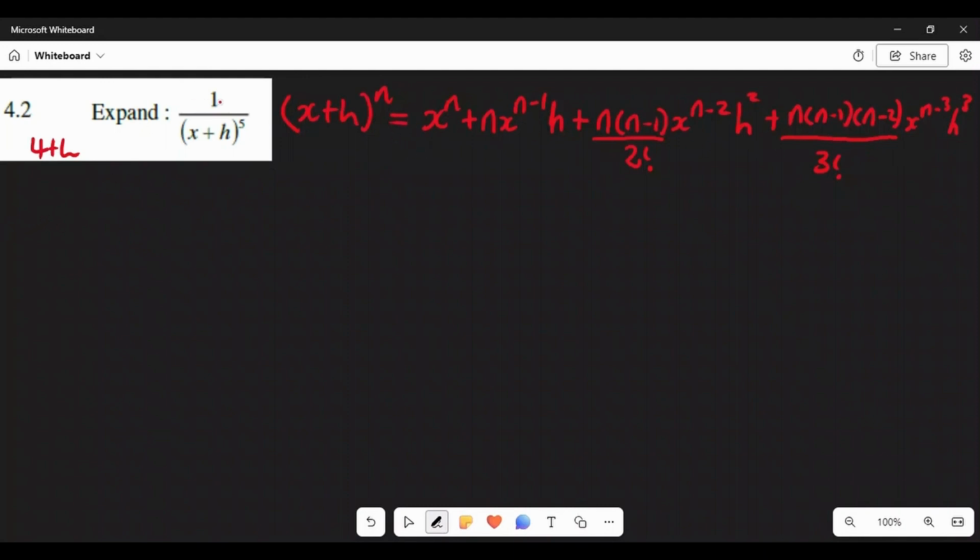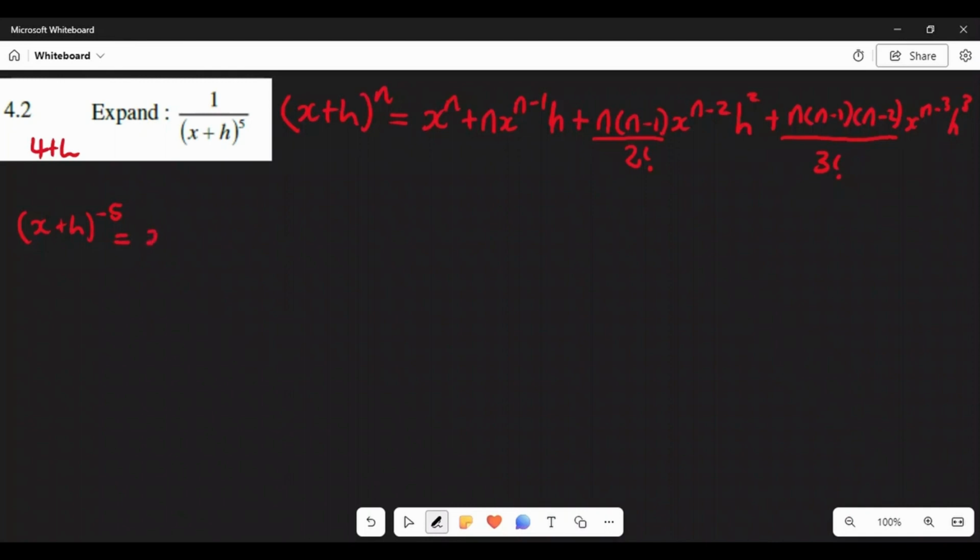First of all, you know that 1 over x plus h to the power of 5 can be written as x plus h to the power of negative 5, right? As you can see now, this kind of looks like that up there, so we are able to use this formula. All you have to do is just substitute. Don't forget that n is actually the power of negative 5. So let's expand it here.